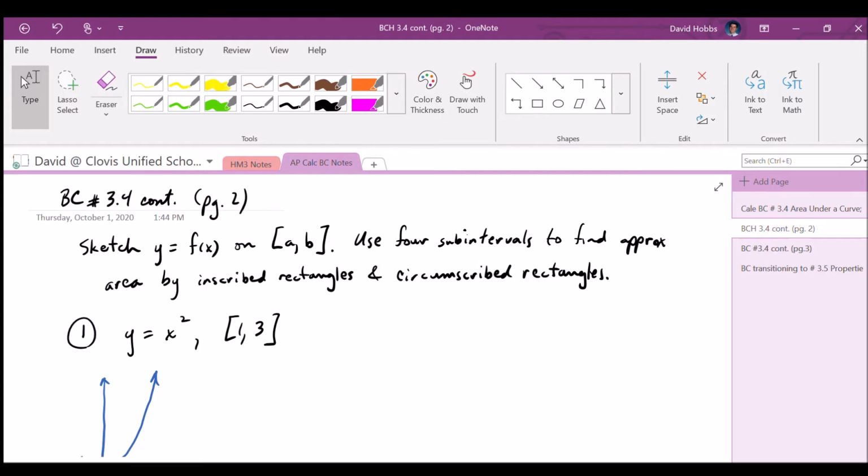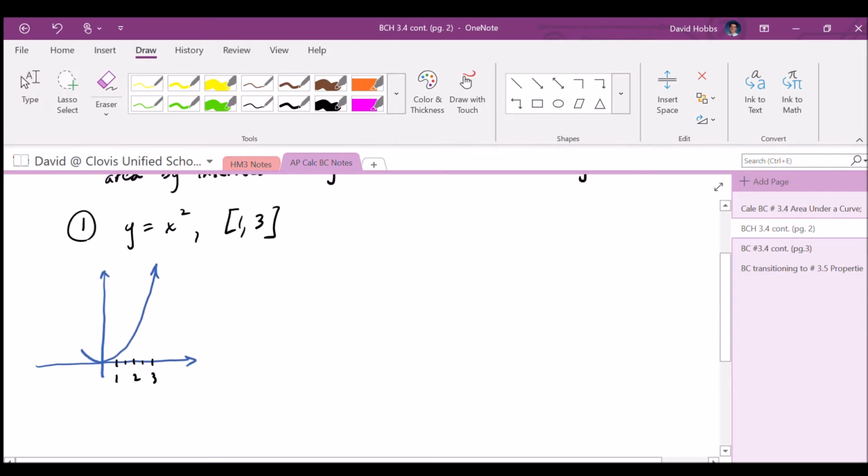Moving on. Doing some actual examples here. Sketch y equals f of x on the closed interval. Use 4 subintervals to approximate the area by inscribed rectangles and circumscribed rectangles. Okay, we did this stuff last year in Honors Math 3 or in Advanced Math, whichever way you came. But okay, here we go. It doesn't have to be drawn exactly to scale. Don't stress about that.